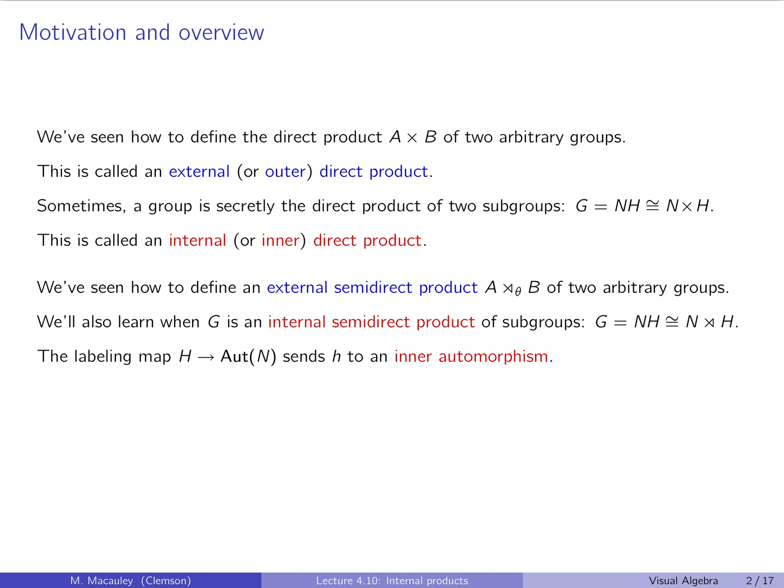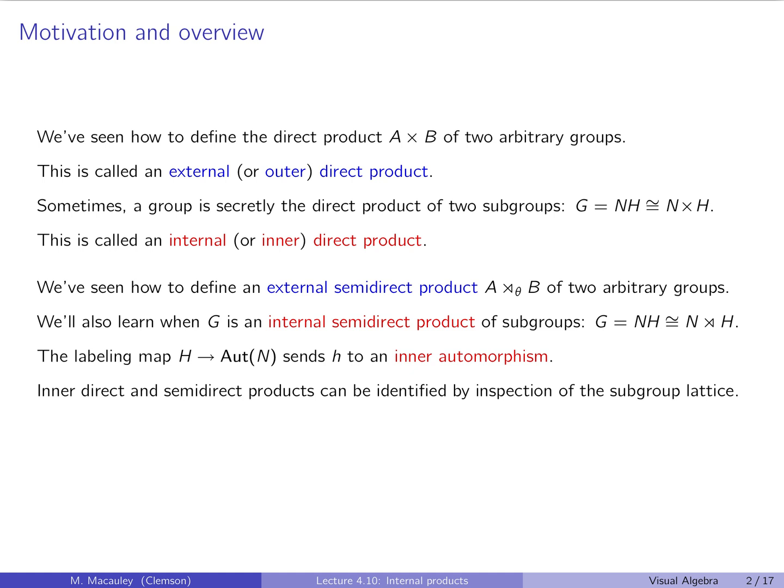When this happens, the labeling map, that's what I call the homomorphism from H into the automorphism group of N, sends the element little h to an inner automorphism, that is just conjugation by h. That's why some sources call this the inner semidirect product instead of internal.